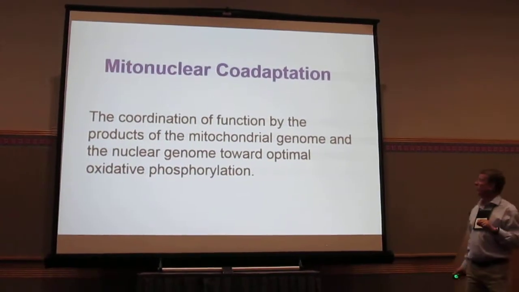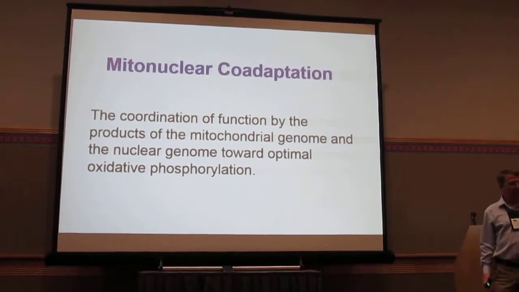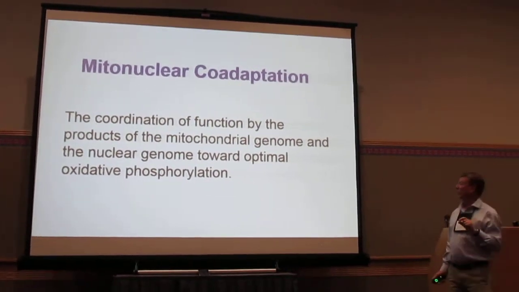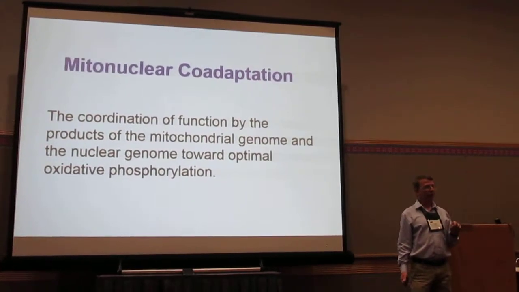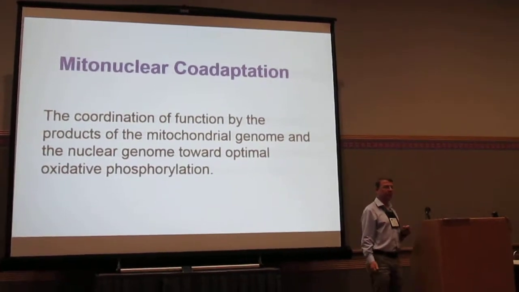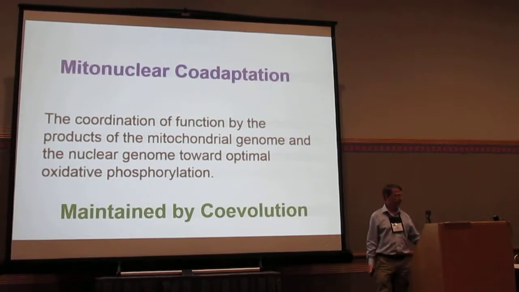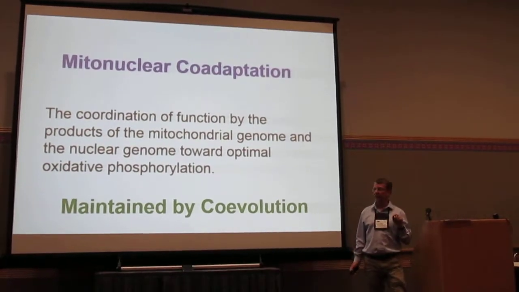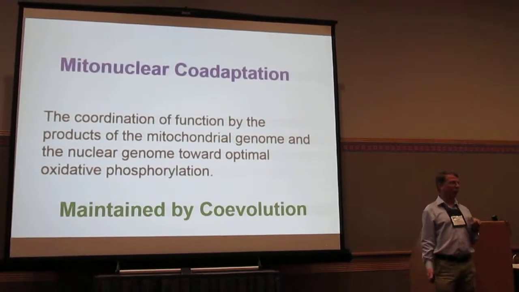So we can define mitonuclear coadaptation as the coordination of function by the products of the mitochondrial genome and the products of the nuclear genome towards an optimal oxidative phosphorylation. And we would define optimal OXPHOS for each species, depending on its life history and the climate, what have you, that it lives in.